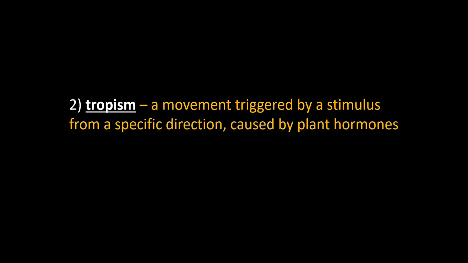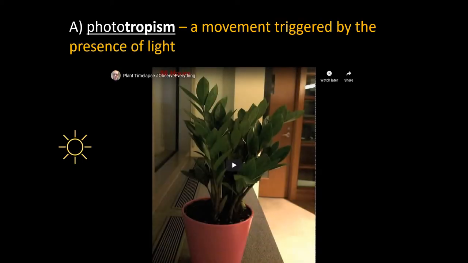Now, there are different types of tropisms. The first type is probably the type most people are aware of, and that is phototropism. And photo, you know, means light. So this is a movement that's triggered by light. Okay, so you can see you have a potted plant here.